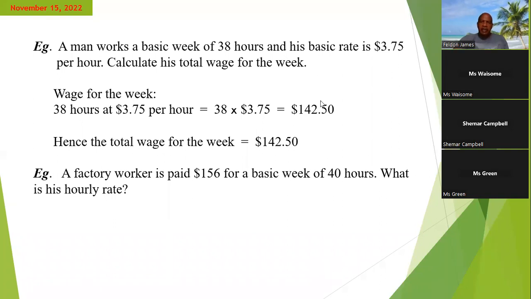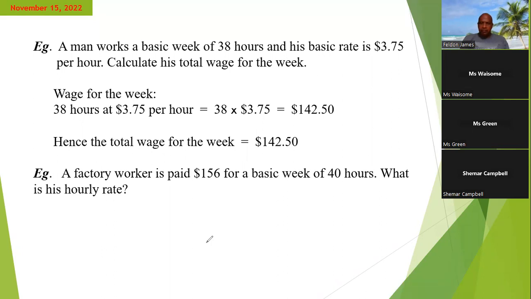Anybody? Miss Green, would you like to attempt? No, sir. Okay. Mr. Shamar. Yes, sir. Would you like to tell us how to approach this question?